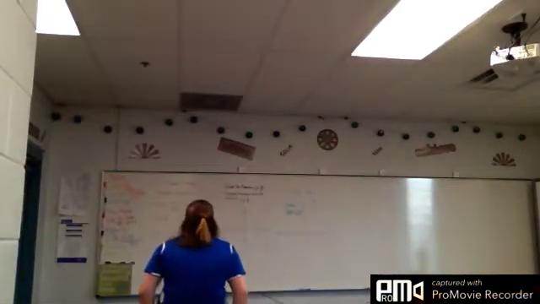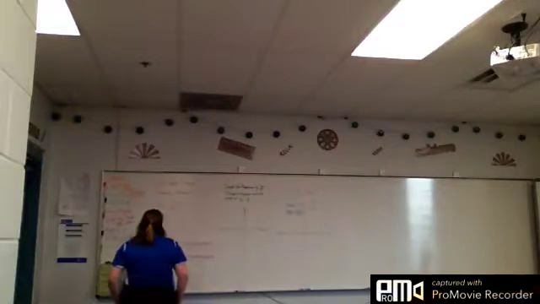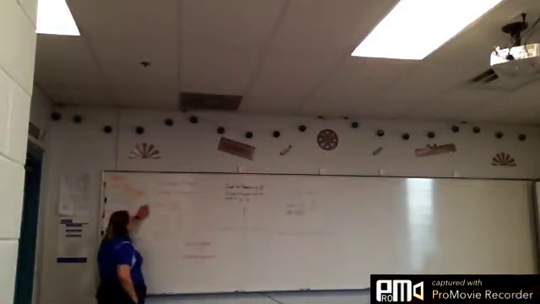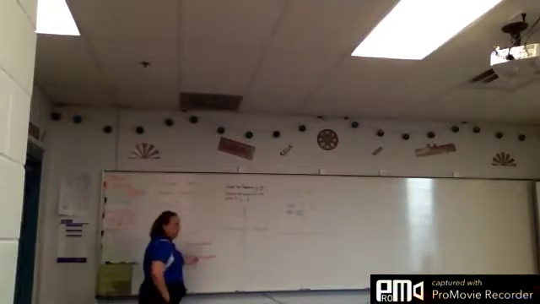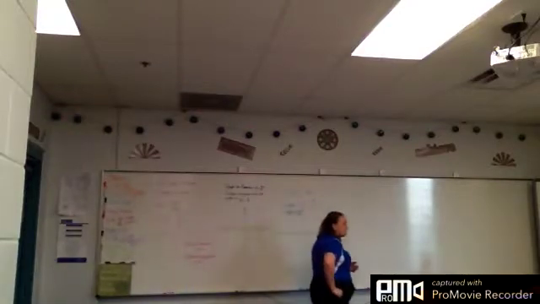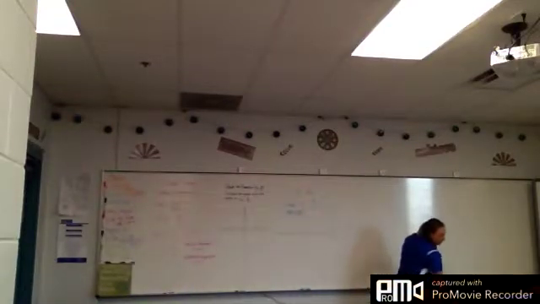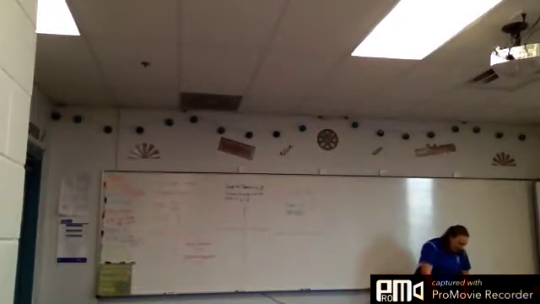Okay, it's graph 8.2, graph simple rational functions. A simple rational function is in the form of f of x equals p of x over q of x. The parent function is f of x equals 1 over x. So a rational function has a fraction in it, okay? 1 over x in this case is the parent function.